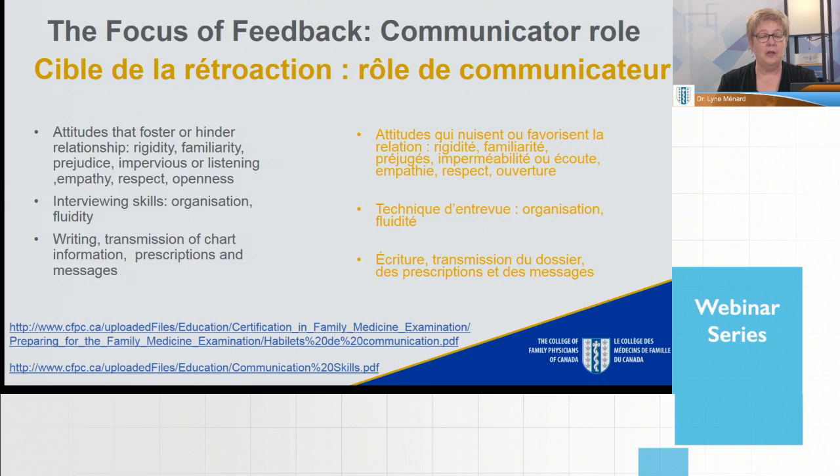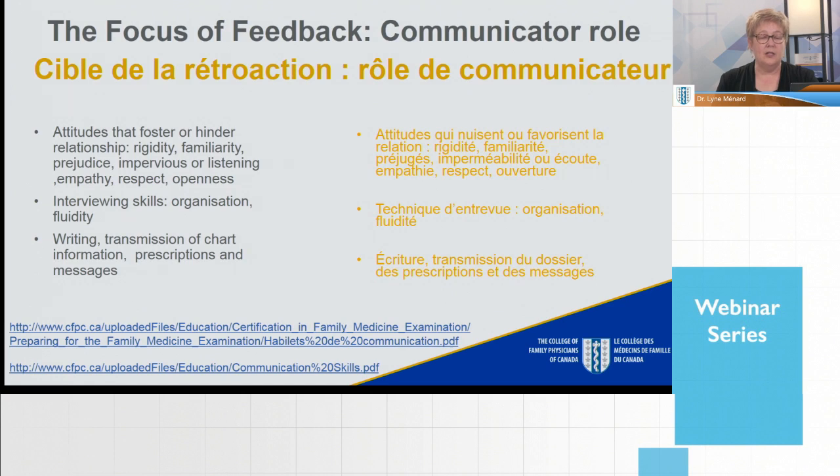And what about their interviewing skills? Is the interview well organized or going everywhere, jumping from one subject to the other without any logic? Can you follow easily? Does it flow like a conversation or is it more like a stereotyped questionnaire? When you look at the chart, the prescriptions and other written communications, are they clear? Is all the required information included so that other doctors or professionals will understand the case and the learner's reasoning, so that the transmission of information contributes to patient safety?